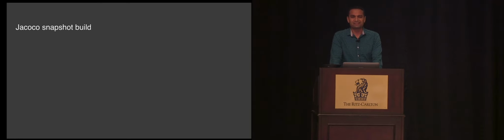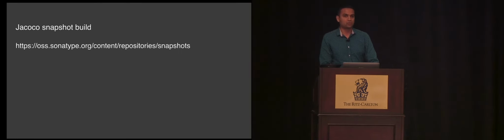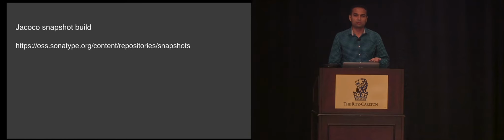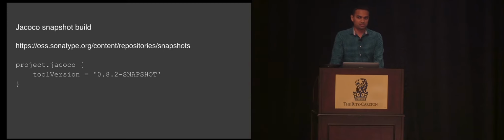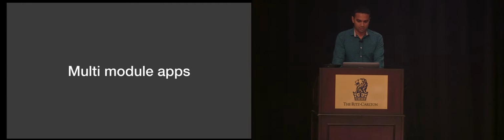However, somebody from JetBrains actually created a PR with JaCoCo, and the PR was approved, but it was merged in the snapshot build. So if you want to eliminate these generated methods, Java classes, you can use the snapshot build. The JaCoCo snapshot build is not in the central Maven repository. It's in a different repository location, so you may want to use this one. And then you have to specify the tool version as 0.8.2 snapshot. OK.